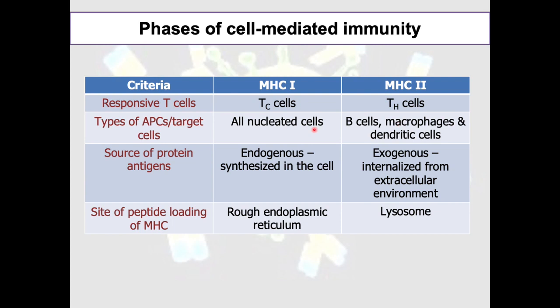So all nucleated cells for MHC1, and then in MHC2, B cells, macrophages, and dendritic cells. The source of antigens is endogenous, synthesized in the cell, whereas in MHC2, exogenous, internalized from the extracellular environment. Sites of peptide loading in MHC1 is the rough endoplasmic reticulum, and in MHC2 it is the lysosome, which transports out.